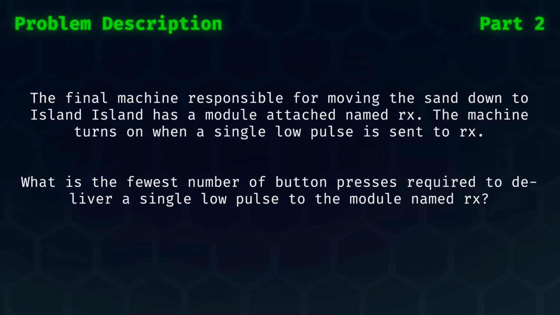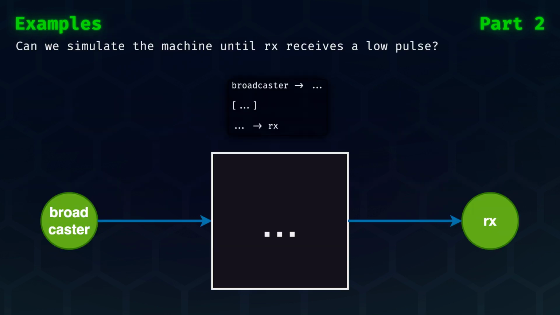For part 2, we need to dive deeper. The final machine responsible for moving the sand down to Island has a module attached named RX. The machine turns on when a single low pulse is sent to that module. So the question for part 2 becomes as follows. Given our input, what is the fewest number of button presses required to deliver a single low pulse to the module named RX? The problem doesn't drastically change, but for the example, consider the following.